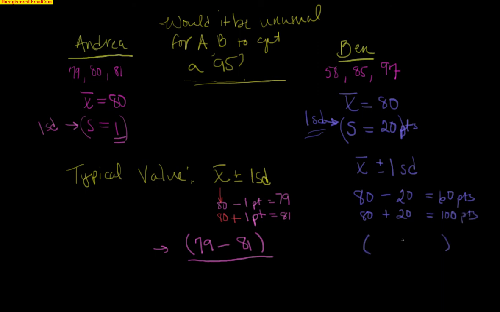So it wouldn't be unusual at all for Ben to get a 95, because 95 falls within his typical range, right? 95 could be in here, but 95 is not in here. It would be very unusual for Andrea to get a 95. So that's how standard deviation works. Try some problems. Good luck, and we'll talk about calculators in class.